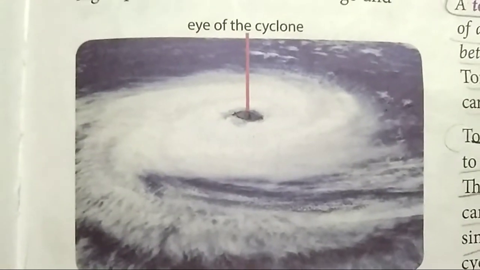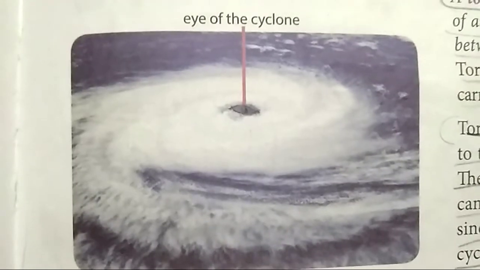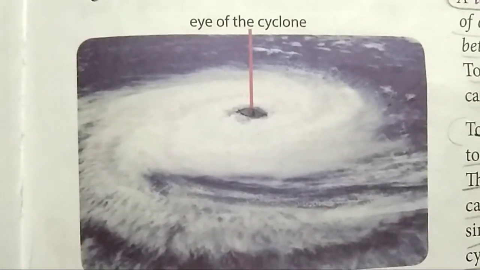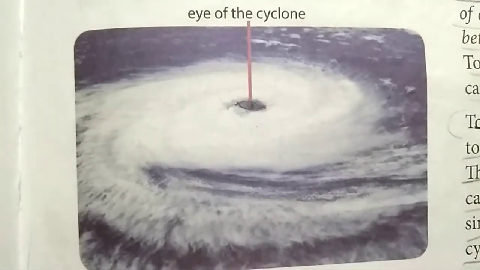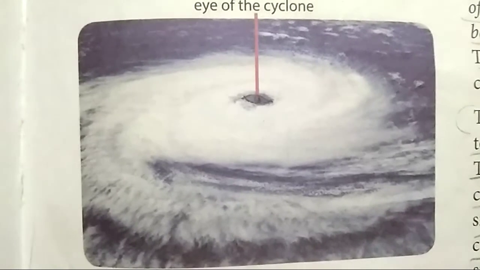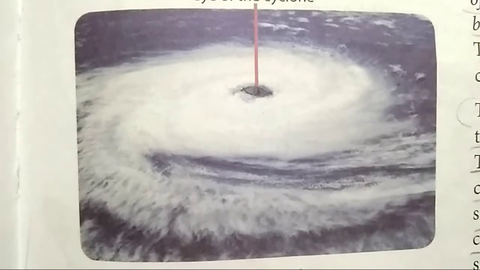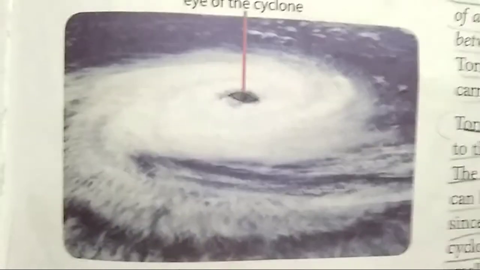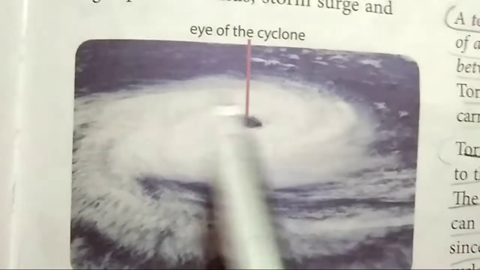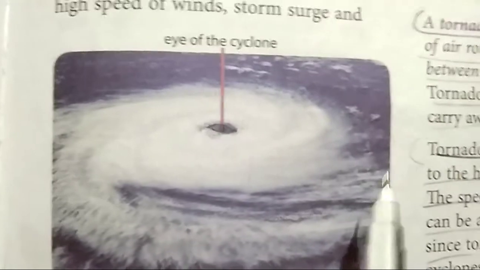After formation, a cyclone looks like this. When a cyclone is formed, it begins to move over the surface of the ocean, and the speed of wind in the cyclone is more than 120 km per hour. Means the wind that is moving around the eye of the cyclone, its speed can be more than 120 kilometers per hour.